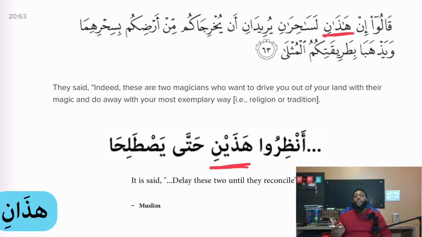So this is how hadhani changes in the dual form if it's in the state of nasb or jar. Hadhaini, right? And anziru is a verb in the command tense. And this has been mentioned throughout many of the past lessons, right? But of course, when we get to the verb, we'll dive into it a little bit further. But the object of a verb is typically in the state of nasb. And this comes after this verb, right? هذين. So this is actually in the state of nasb. حتى يصطلحا. So delay these two until they reconcile amongst each other.